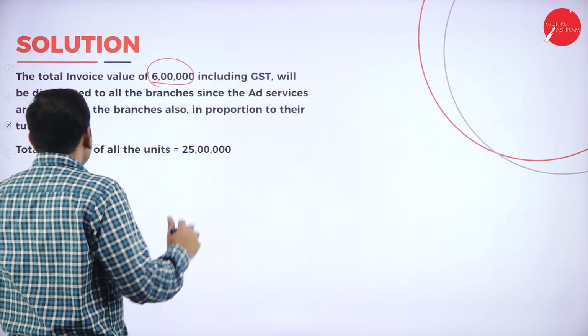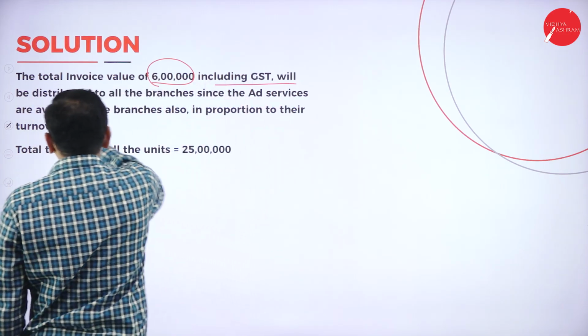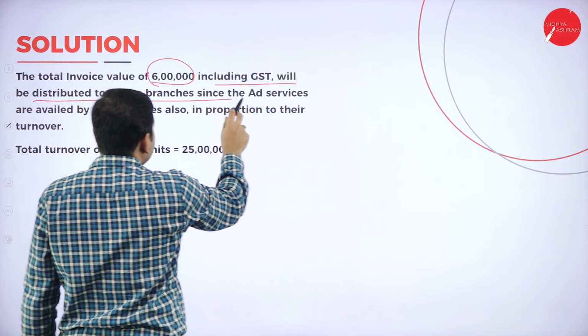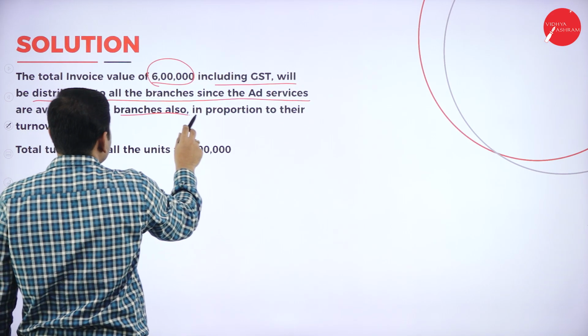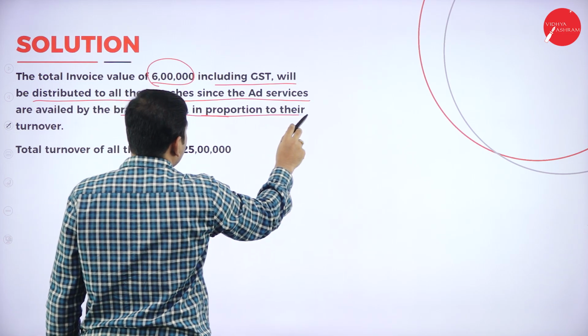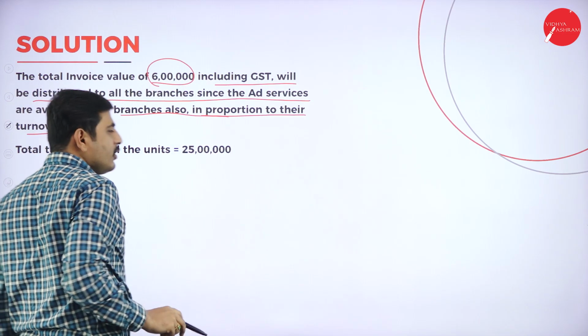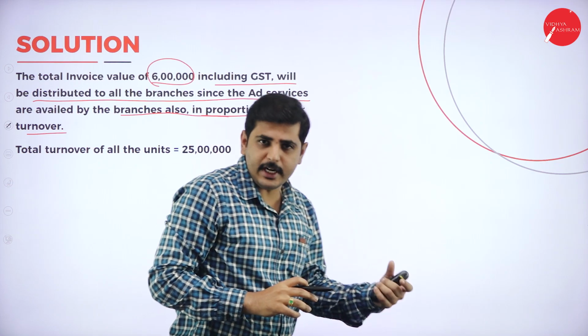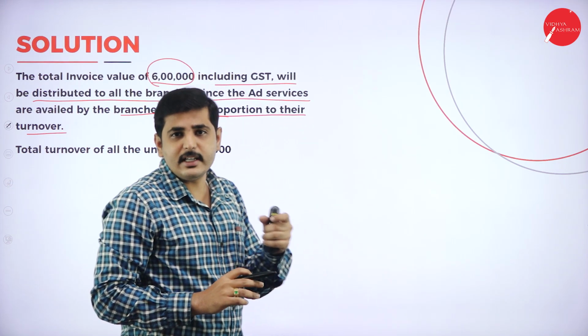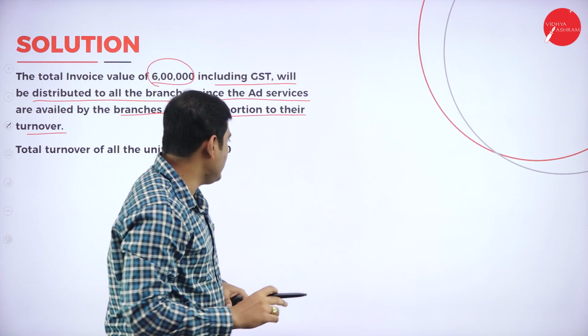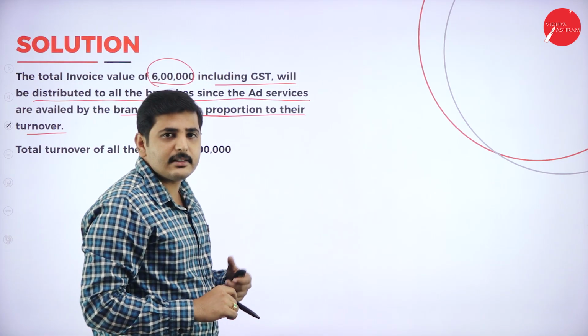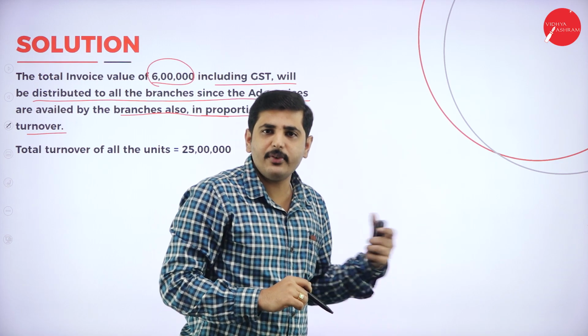Now, including GST, it will be distributed to all the branches since the ad services are availed by the branches, in proportion to their turnover. On the basis of proportion to the turnover, or on a pro rata basis, we have to provide the distribution. The total input tax distribution we have to make on the basis of turnover.